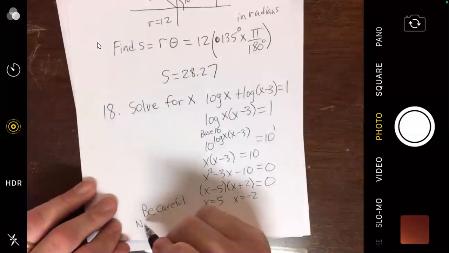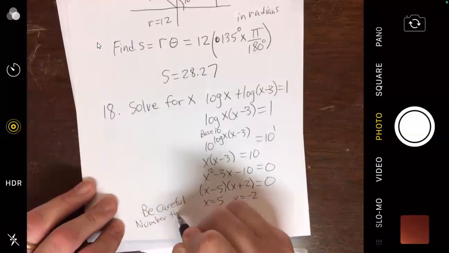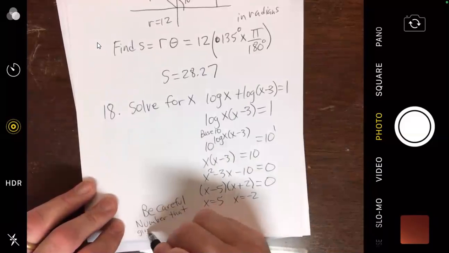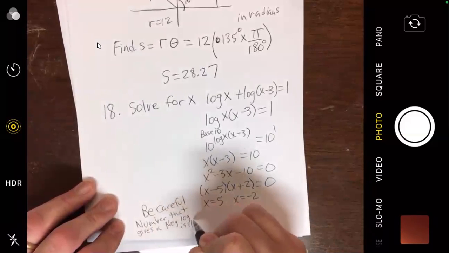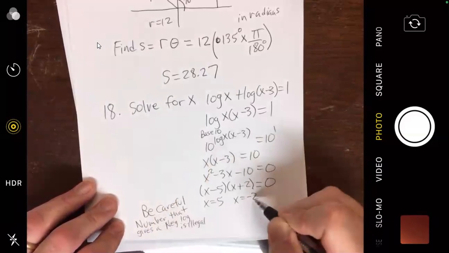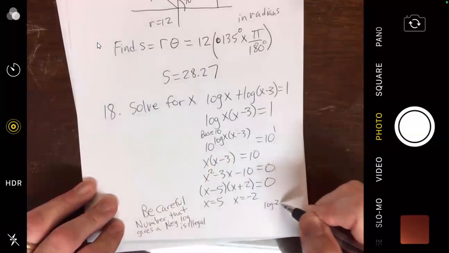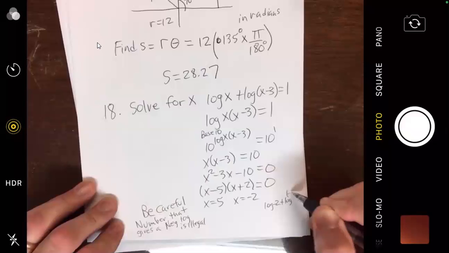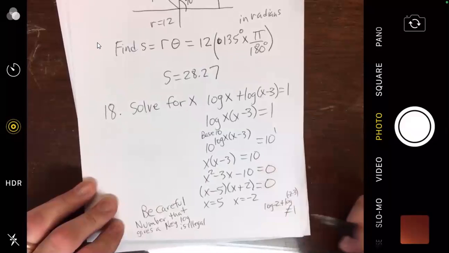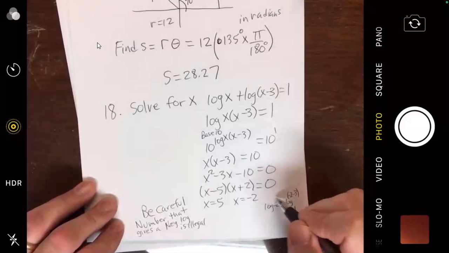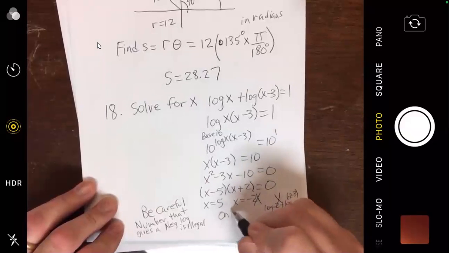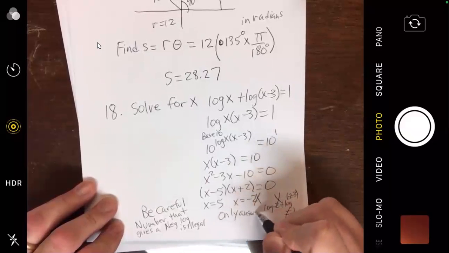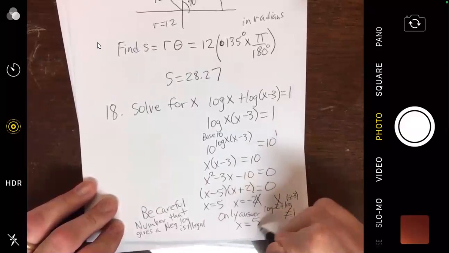But be careful. A number that gives a negative log is illegal. If you put in negative 2, I'd have a log of a negative number, which will not equal 1 because these are out of domain. So the only answer is x equals 5.